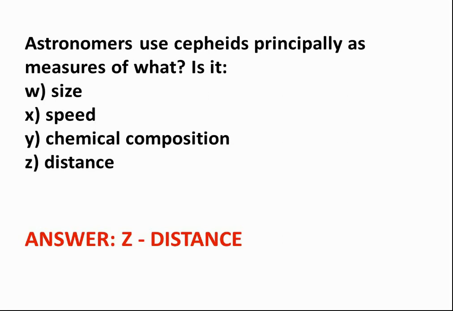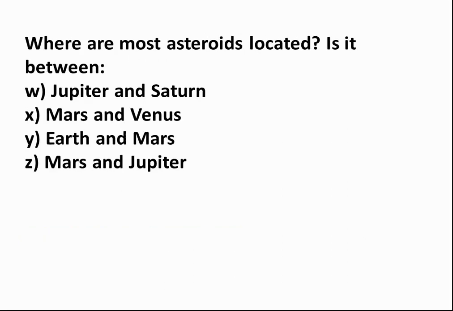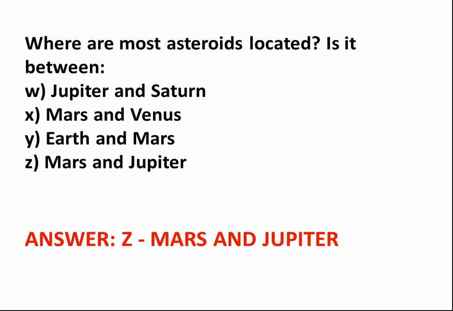Answer: Z. Distance. Where are most asteroids located? Is it between W. Jupiter and Saturn. X. Mars and Venus. Y. Earth and Mars. Z. Mars and Jupiter. Answer: Z. Mars and Jupiter.